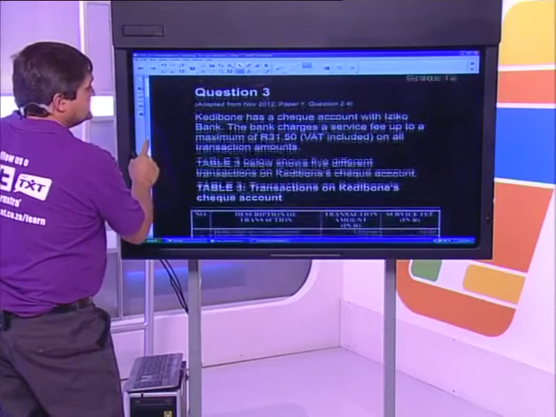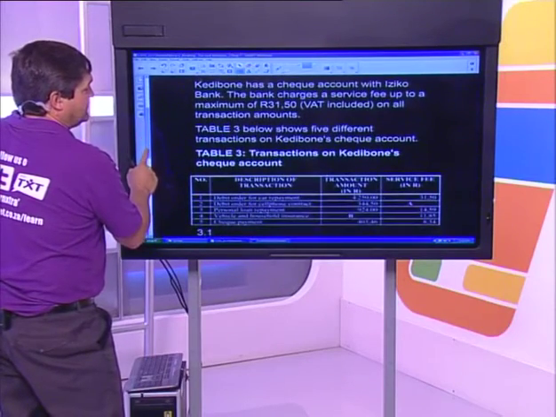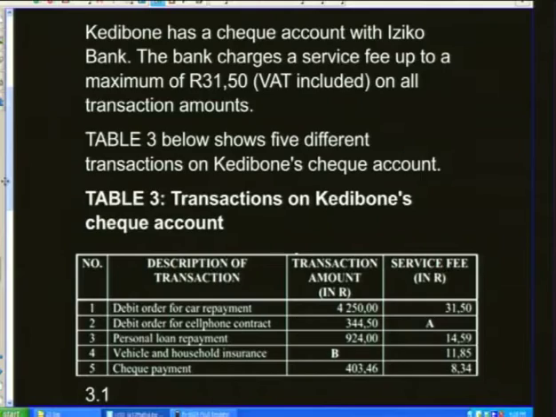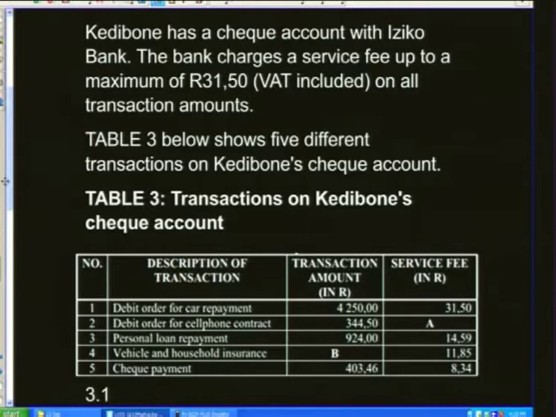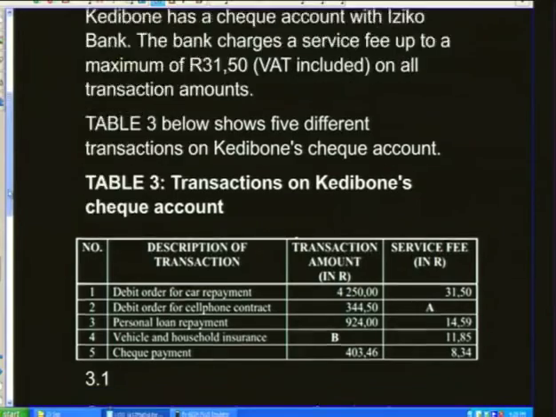Let's go for it again. This is from the November 2012, paper 1. Okay. Kiriboni, have I said that name right? Say that name for me. Kiriboni, how good am I? All right, so Kiriboni has a check account with Izuko Bank, right? The bank charges a service fee up to a maximum of 31 Rand 50, VAT included, on all transactional amounts. Table 3 shows 5 different transactions on Kiriboni's check account. Now, the transactions on Kiriboni's check account, here is the table.